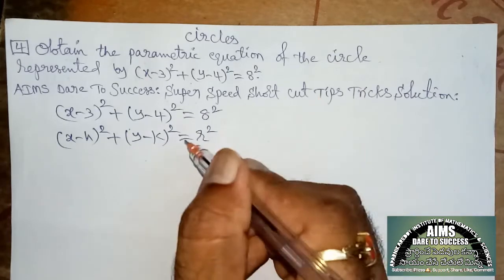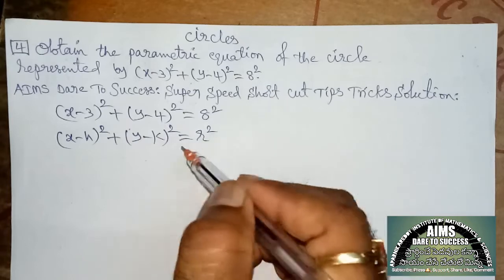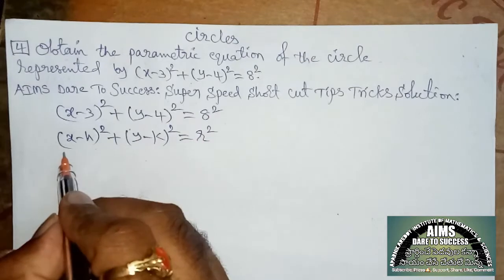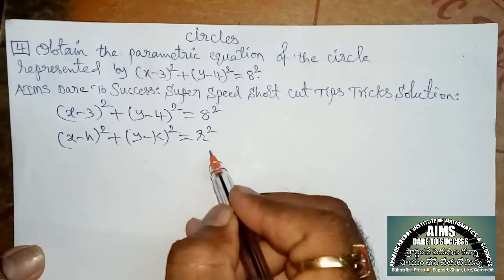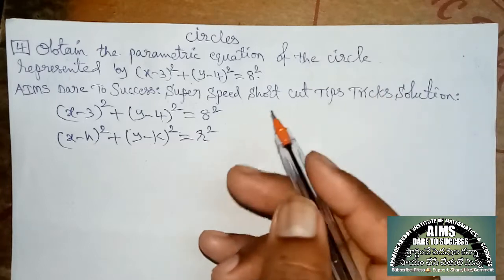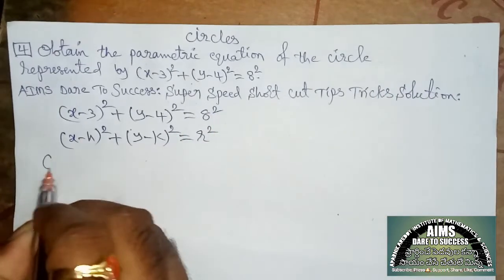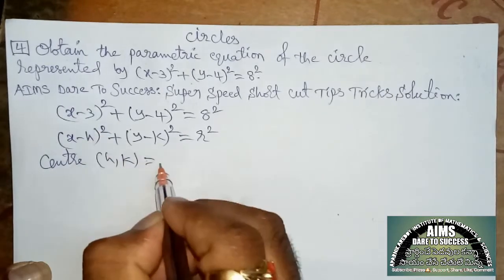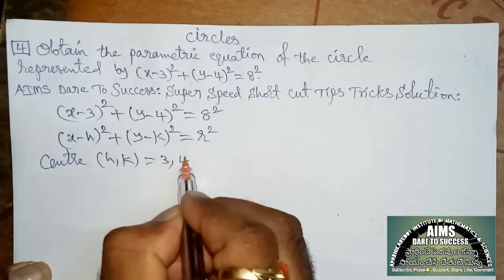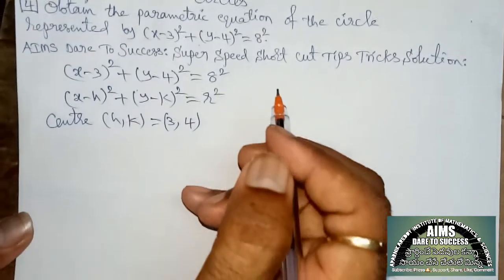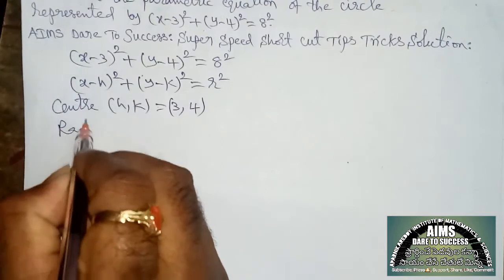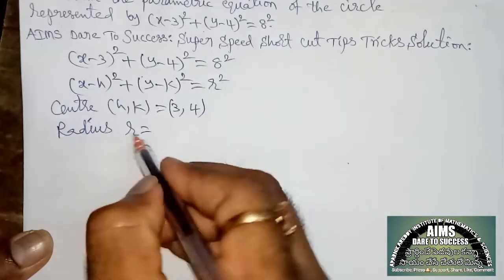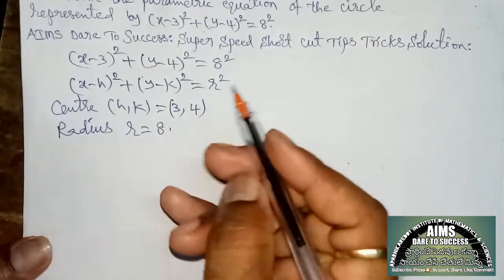Now if you compare with that circle, it will get lengthy, but here the question is already in the shortcut form, (x minus h) whole square plus (y minus k) whole square is equal to r square. Here we are getting the center and radius directly, so the center h comma k is equal to h value 3 comma k value 4. We got the center 3 comma 4. Next I am writing the radius: r square is equal to 8 square, r is equal to 8. We got the center and radius.